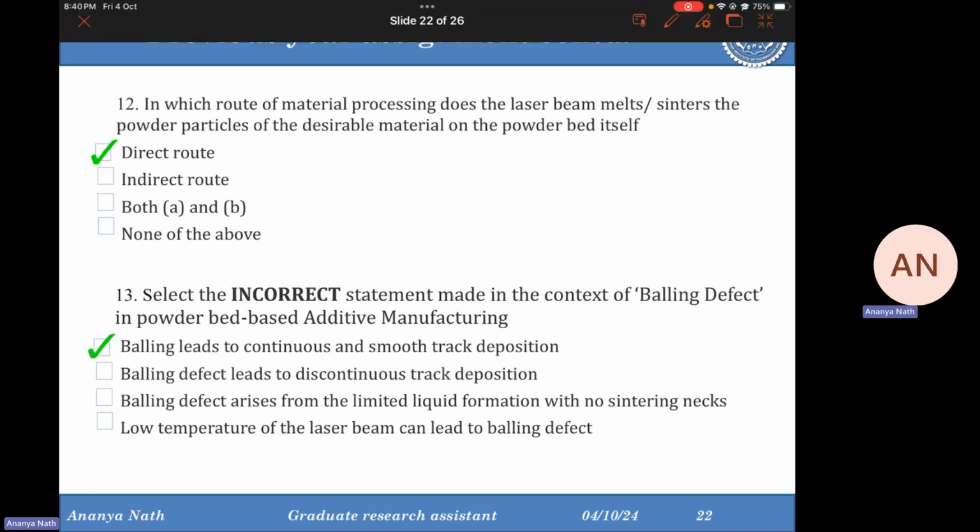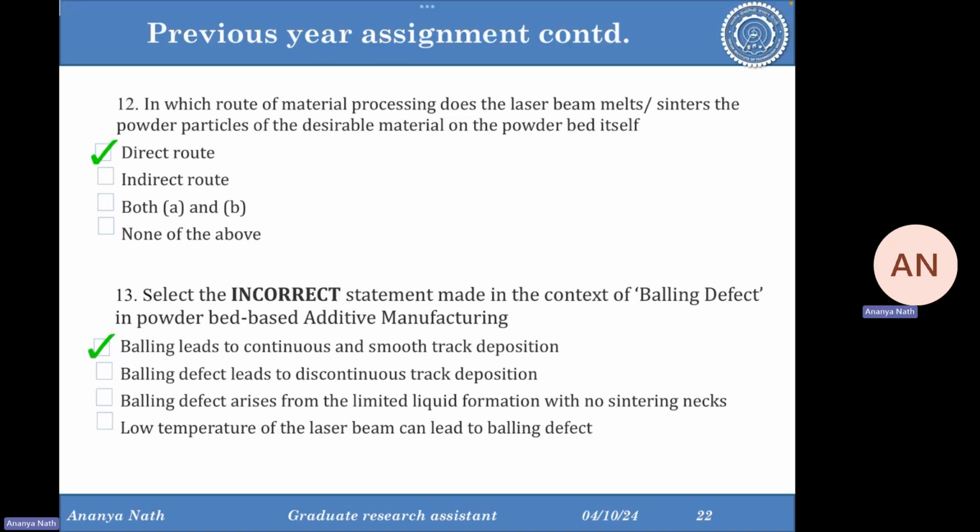Select the incorrect statement made in the context of balling effect in powder bed. So always remember, balling effects are the result of low power density. Sometimes when you put very high power, but the power density or energy density is still low, because of your high scanning speed, you get the balling defects.